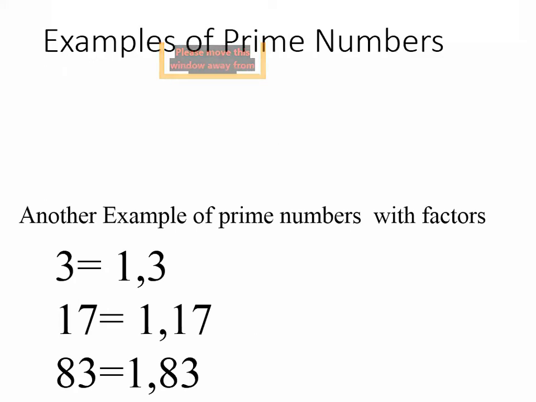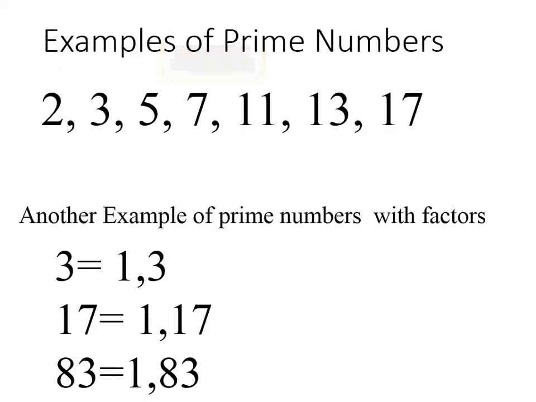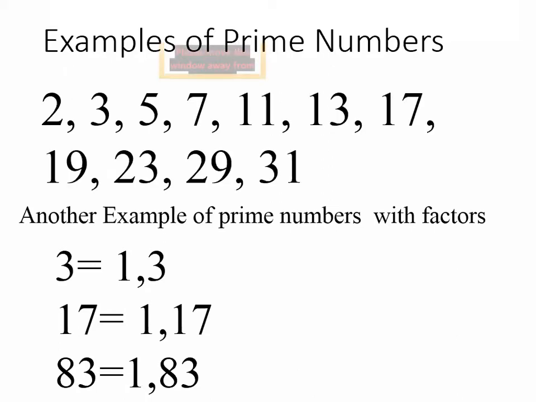Then we have the next examples of prime numbers: 2, 3, 5, 7, 11, 13, 17, 19, 23, 29, 31, 37, and so on. We have a lot of prime numbers. So on a wall clock, we have prime times: 2 o'clock, 3 o'clock, 5 o'clock, 7 o'clock, and 11 o'clock. These are called the prime numbers.